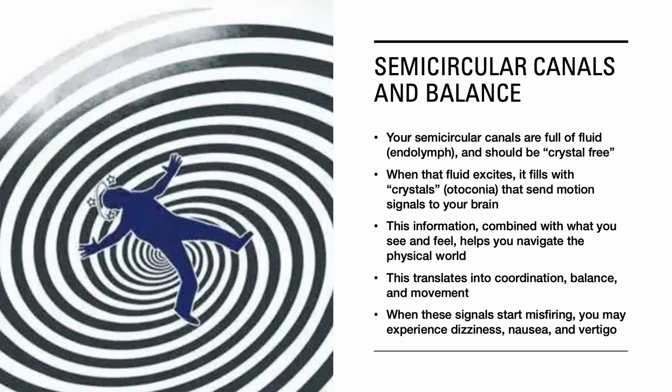Our semicircular canals are supposed to be crystal-free, but full of a fluid called endolymph. When that fluid excites, it then fills with those crystals, or otoconia, which send a motion signal to our brain. Those motion signals tell our body which direction we're moving. This information, combined with what you see and feel, helps us navigate the physical world. On a deeper level, this is the foundation for our coordination, balance, and movement. When signals start misfiring, we may then experience dizziness, nausea, and vertigo.